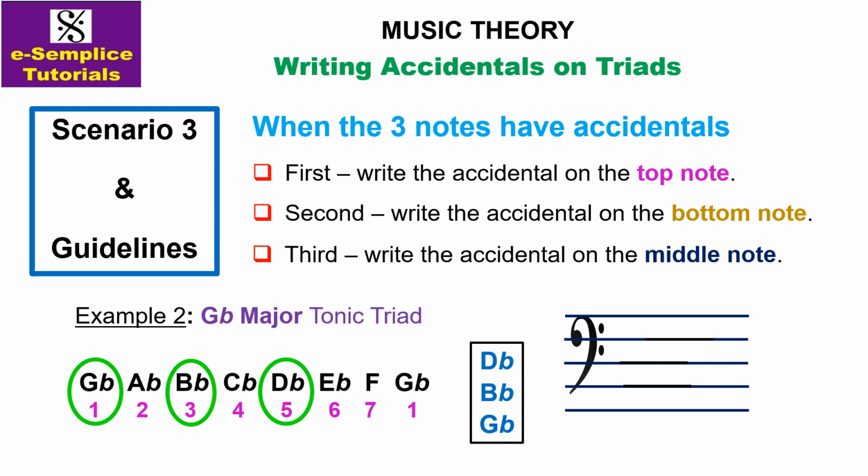Now we need a staff. So you write G, B, and D. Look at the guidelines above. D will get its accidental first, followed by G, and then the middle note B. The space is respected. So this is correct.